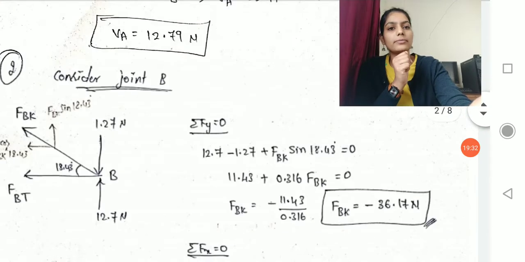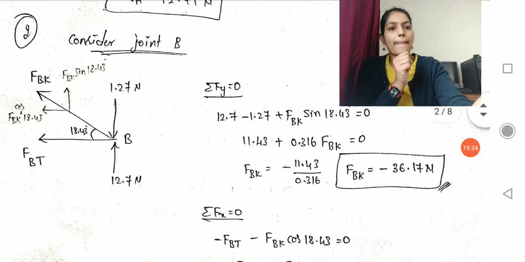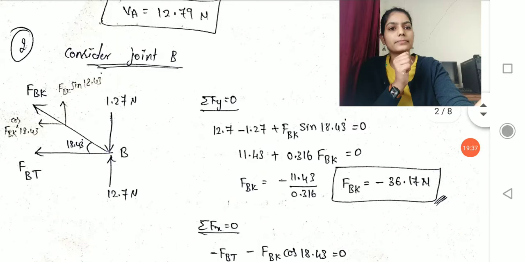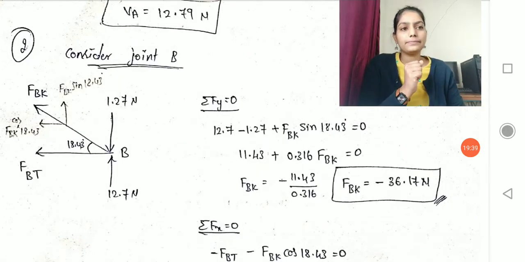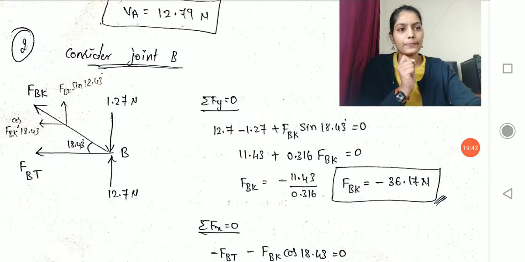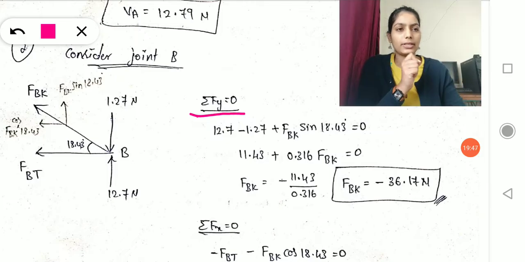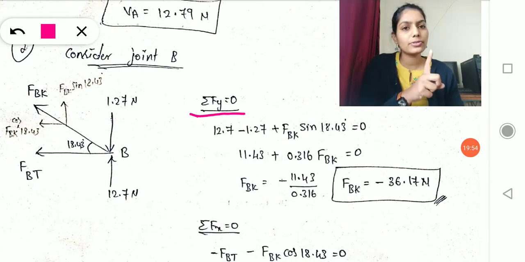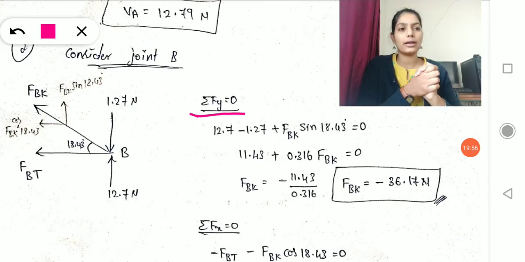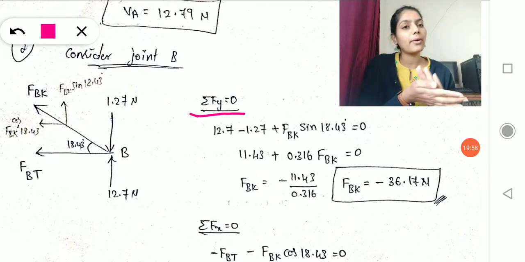Or else we will do it like this. See here now, here you can find the force like this. First I am taking summation Fy. The first equilibrium equation I have chosen is summation Fy equals 0. I am doing a summation for all the vertical forces in my joint.